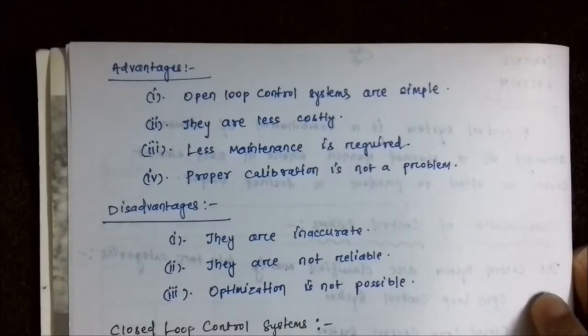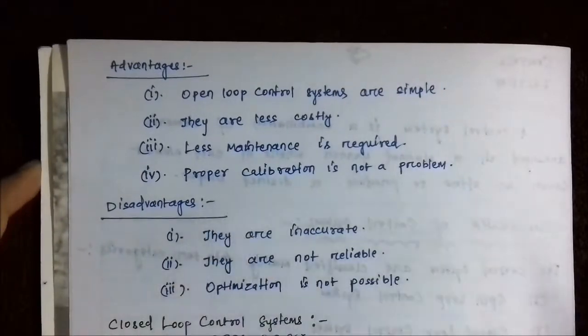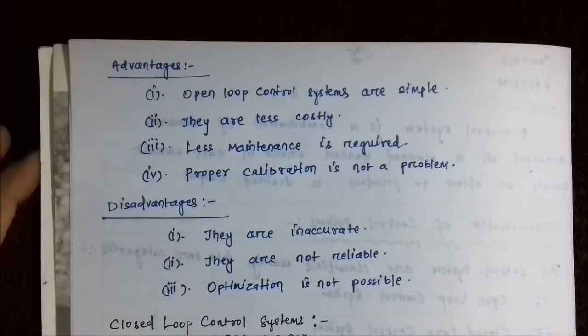Then as there is no feedback connection and no additional equipment is required, it is comparatively less expensive as compared to the closed loop control system. And as fewer equipments are there, obviously less maintenance will be required, and proper calibration is also not required as it's not automated. It's completely manual, so it's driven by a human being. So there is no proper calibration of each and every block required because the operations are not automated.